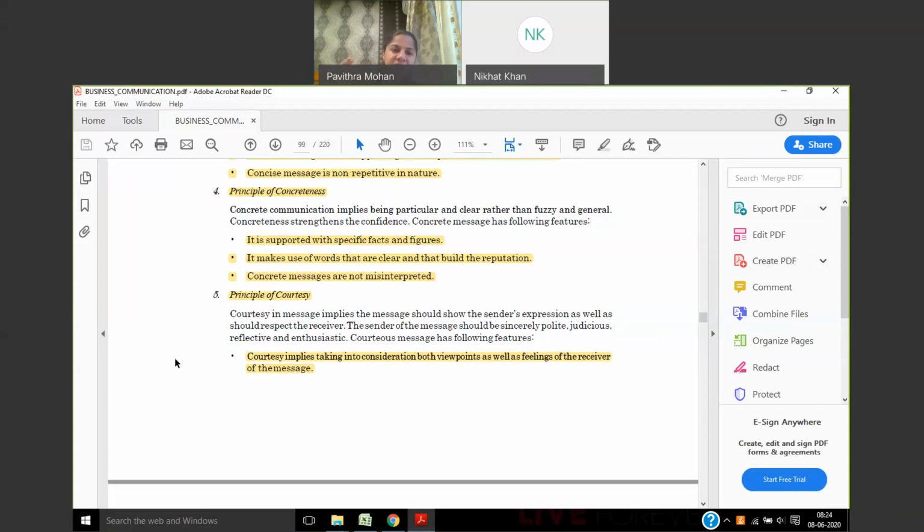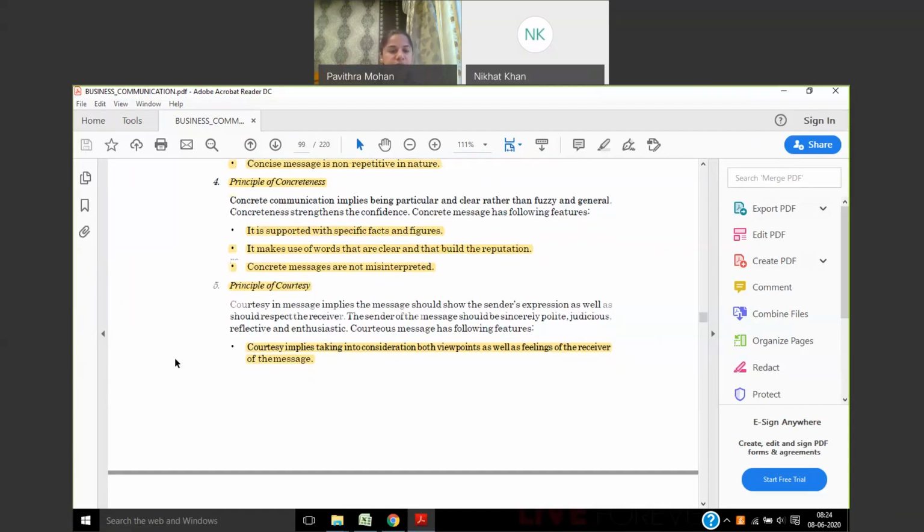Okay, and we present information in a clear and crisp way, so even the board of directors understand internally, and externally the members understand the information. Okay, concrete messages are not misinterpreted, so the chances of missing out the information or the receiver not understanding the information will not be too high. Okay, it will be relatively less.